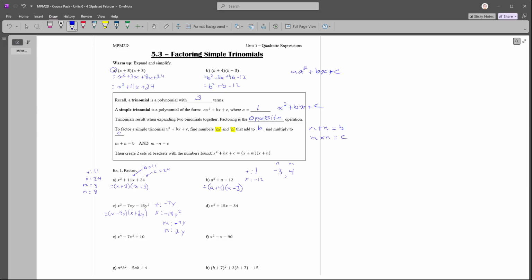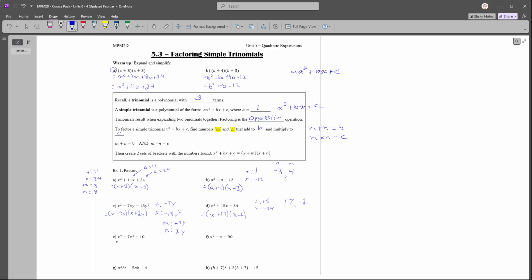So in this case, I want two numbers that add to 15 and multiply to negative 34. With a little trial and error and a little thinking, I'm going to find out that my two numbers are 17 and negative 2. 17 times 2 gives me 34, but I need it to be negative, so I made the 2 negative. So now I have x plus 17 and x minus 2. And that's the whole thing. Let's go on to the next one.